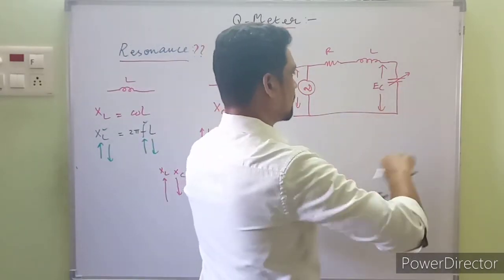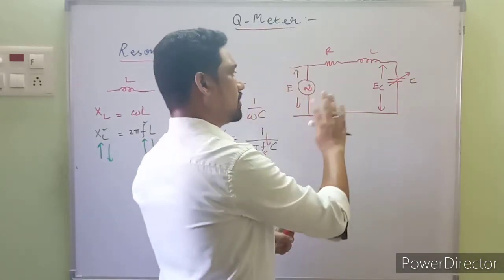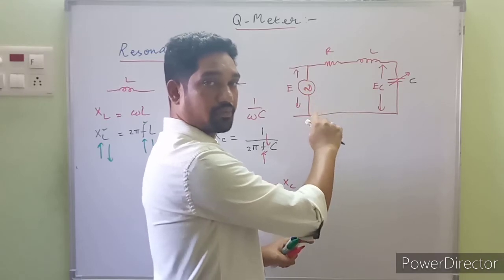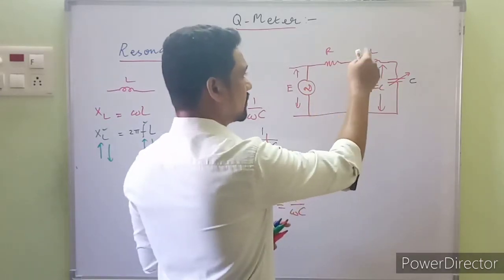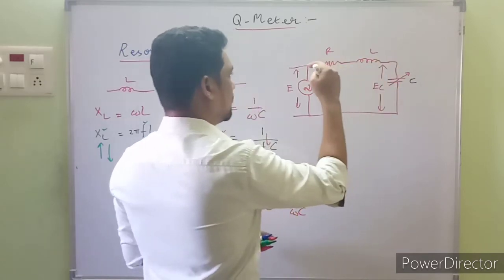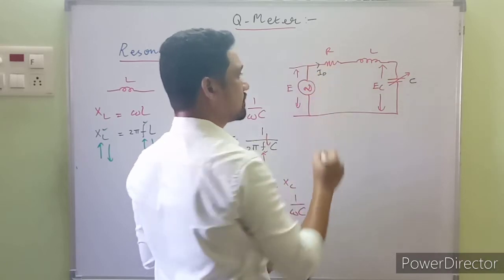Here it's a capacitance C, and supposing there is a balance at a particular frequency, the capacitive reactance will be equal to the inductive reactance, and under that condition some current I naught will be flowing.